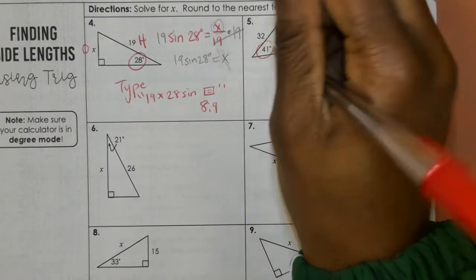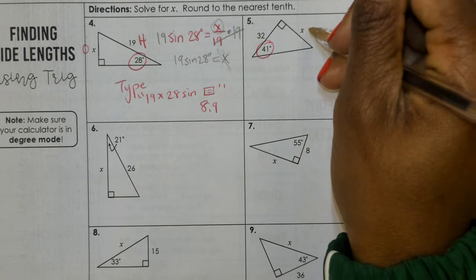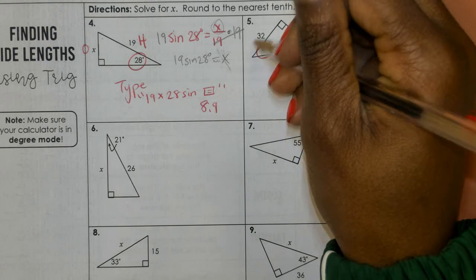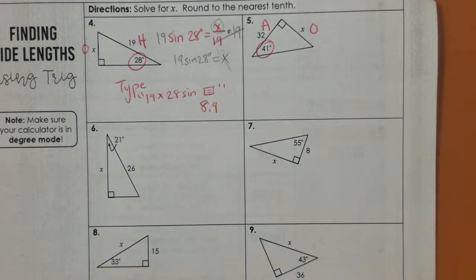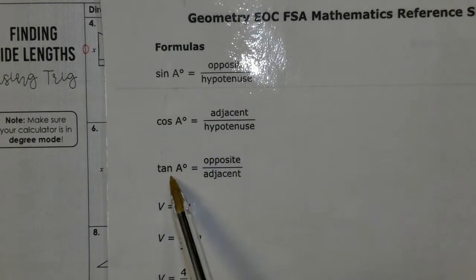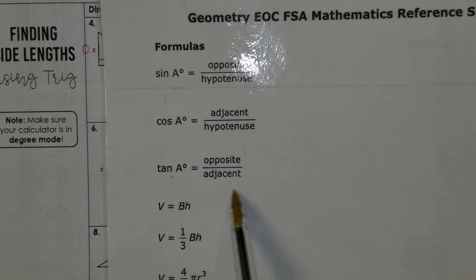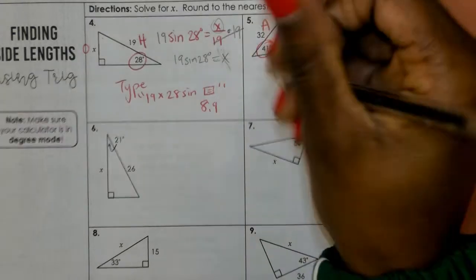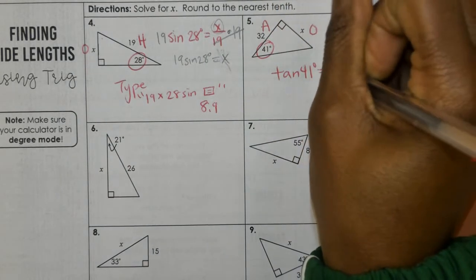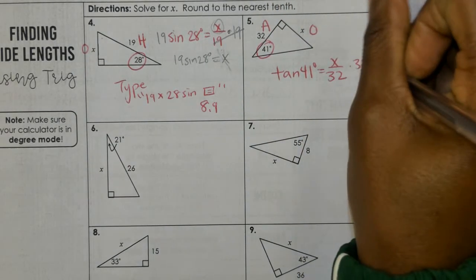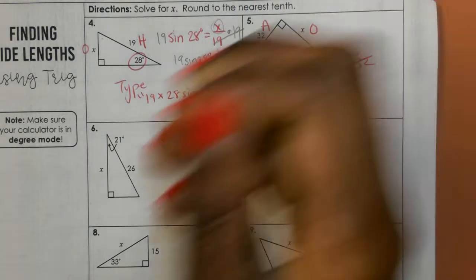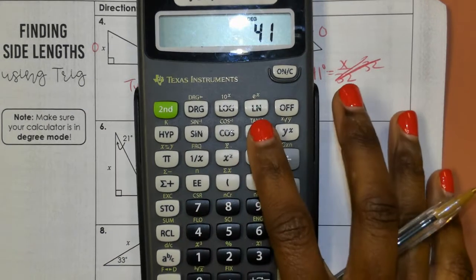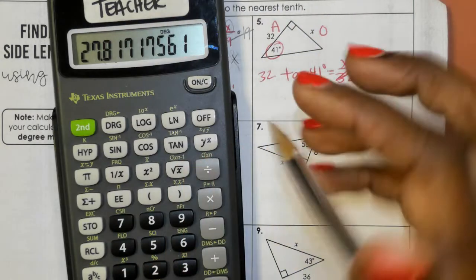If I do number 5, we have a reference angle of 41. That's an acute angle. This side is across from it, so it would be labeled O. This side is next to it, and it's a leg, so it would be labeled A. Then I would come over to my sheet and see which of these equations uses O and A. Tan. So tan of the angle is equal to the opposite over the adjacent. So tan 41 equals x over 32. You multiply both sides by 32 to get rid of this, so it's 32 times 41 tan equals 27.8.